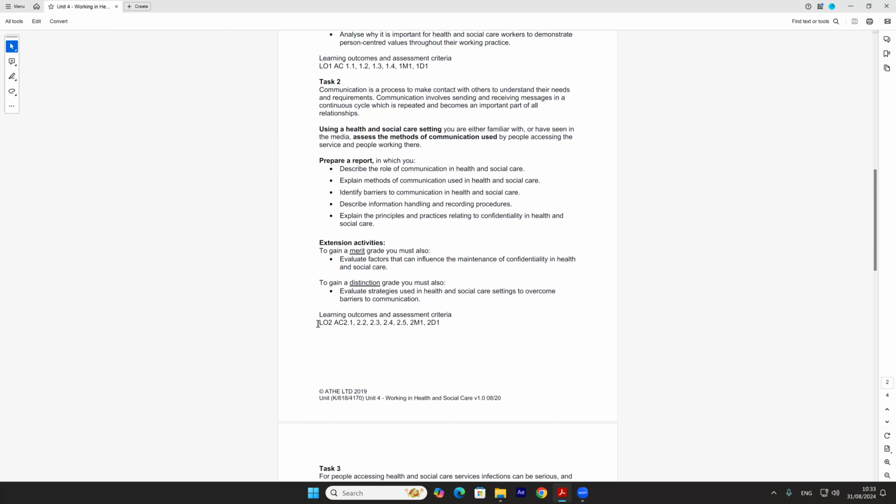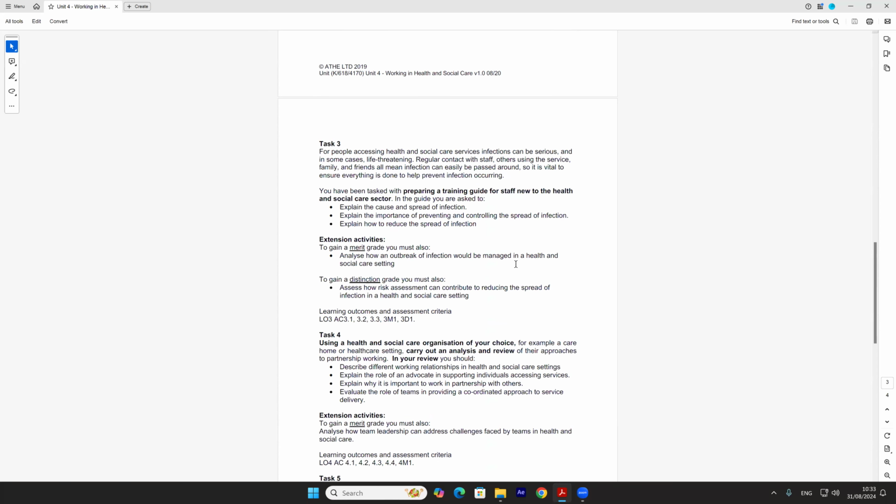Then again, we have to go in sequence for all the learning outcomes. For learning outcome 2, we have the activities 2.1, 2.2, 2.3, 2.4, 2.5. First, after you finish your 1D1, then you'll go for 2.1, 2.2, 2.3, 2.4, 2.5. Then you will attempt the merit criteria, and then you will attempt the distinction criteria. So this would be the sequence.